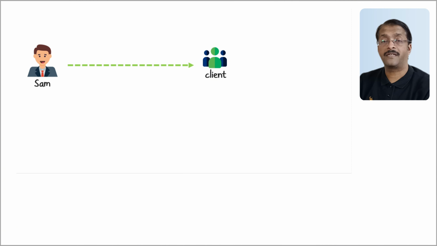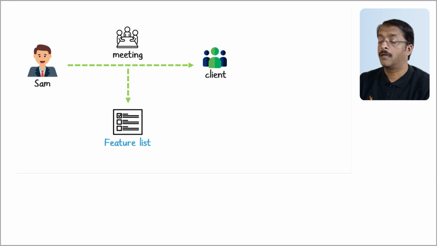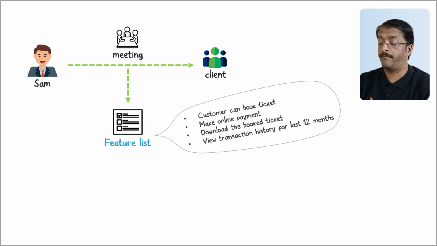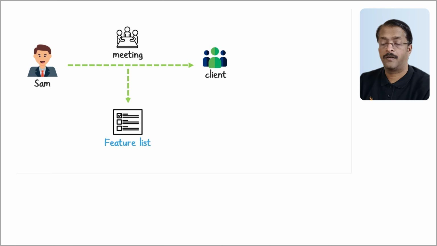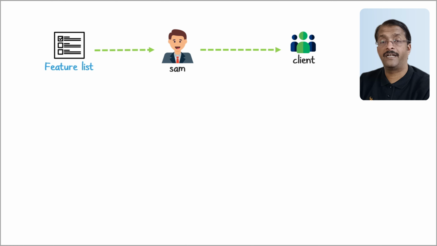Sam will start the analysis. He will meet the clients and build a feature list like customer can book tickets, make online payment, download the booked ticket, view transaction history for last 12 months, and so on. Once the feature list is built, Sam will discuss further with the client in detail.